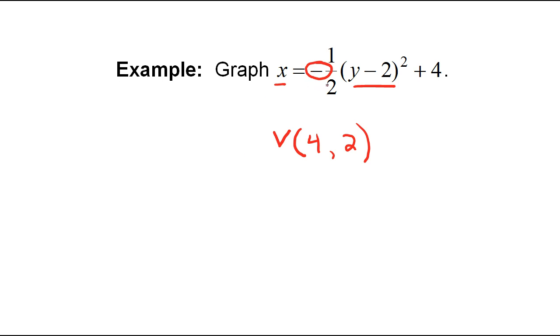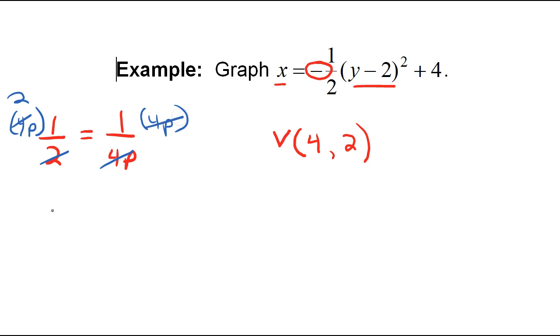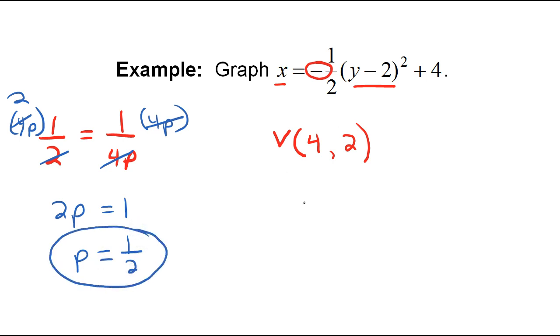Now, as far as graphing it and finding the focus and directrix, I'm going to have to use my equation that takes the 1/2, ignore the sign, so I just take the absolute value of 1/2 and set it equal to 1 over 4p. Now, when I do the algebra on this, and I clear the fractions by multiplying both sides by 4p, this will cancel this, and I get 2p equals 1, which means p is 1/2. Okay, I am ready to graph it. So let's go to the next slide.